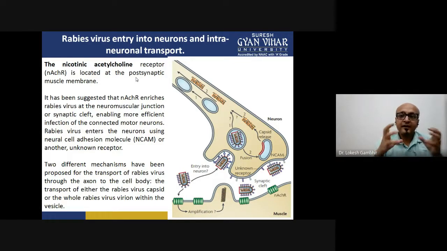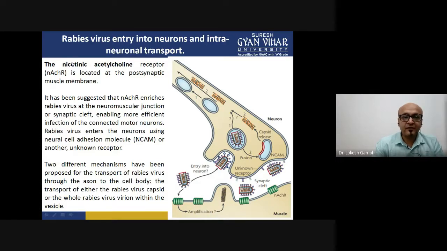Now, the other aspect we should focus on is the rabies virus entry inside the neurons. How does it manage to cross the barrier and enter the neuronal cell, and how does the interneuronal transport go about? The receptor we are talking about is the nicotinic acetylcholine receptor, which is located in the postsynaptic muscle membrane. Once it binds to that receptor, it gains entry inside the neuron.